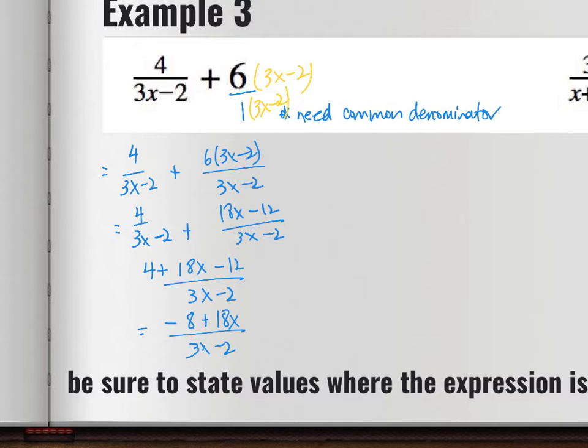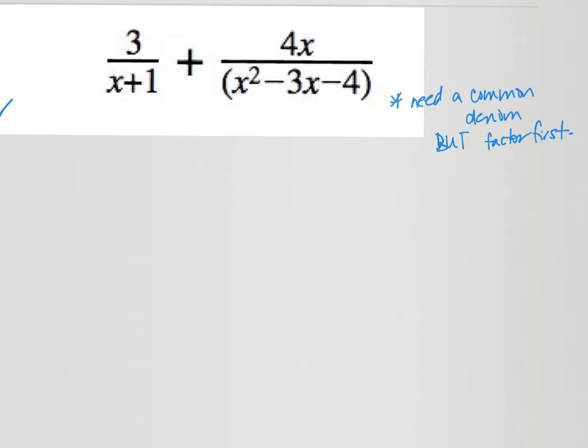Last step, state the restrictions. Okay, so the restrictions, I set up the denominator, which is 3x minus 2, is not equal to 0, and solve the equation, so x cannot equal 2/3.